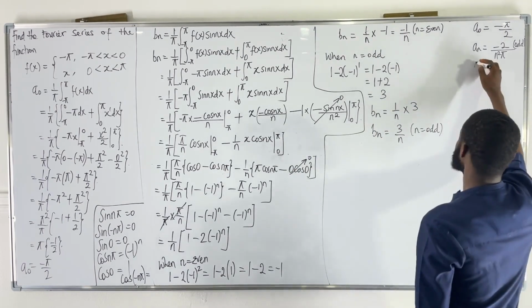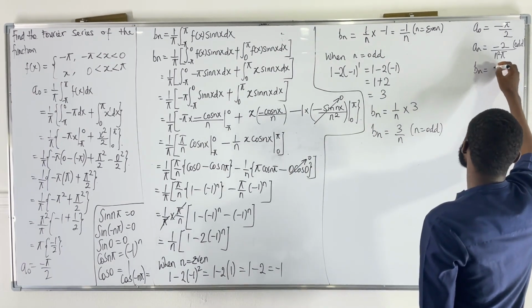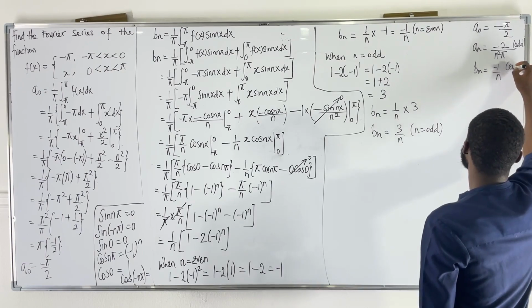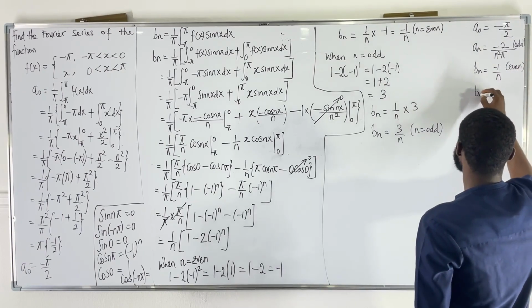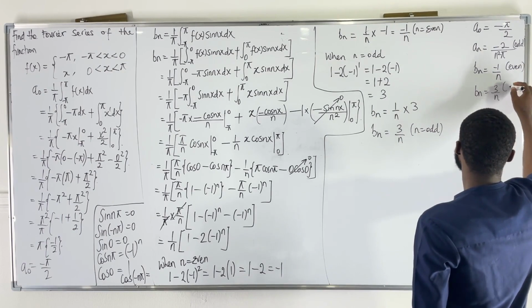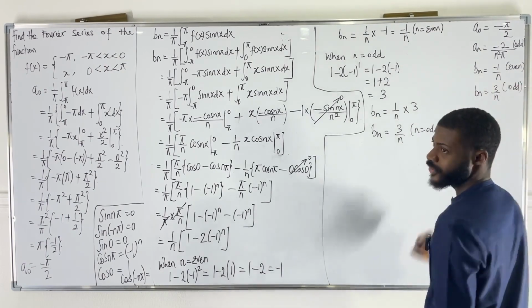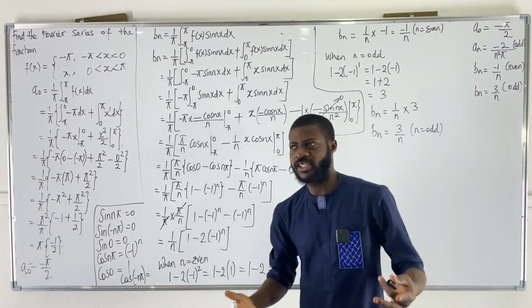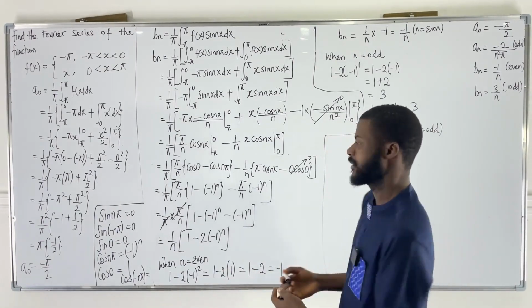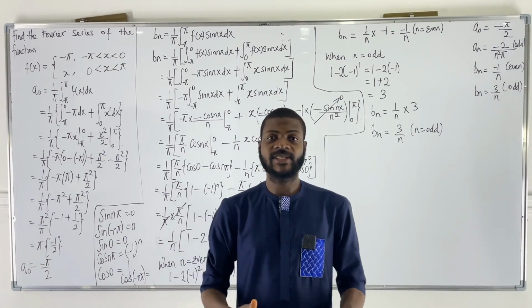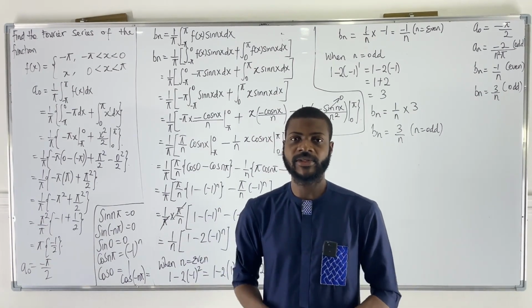So let me just put it here. B sub n is minus 1 over n when it's even. B sub n is 3 over n when it's odd. So it doesn't really, should I say, kind of help, but it's fine. So let's find the Fourier series expansion of this very function.